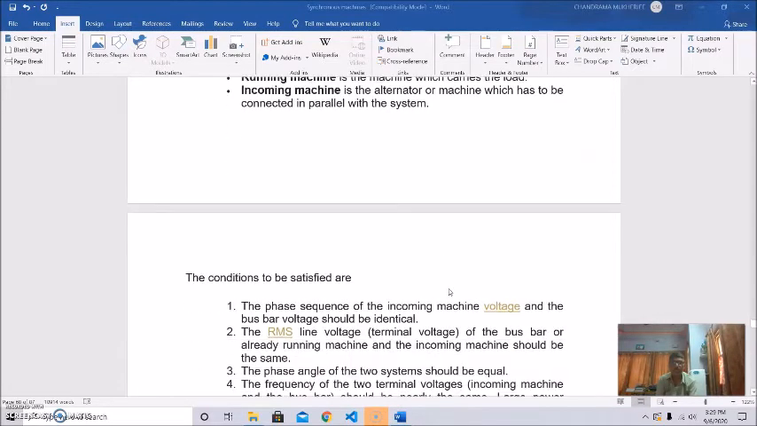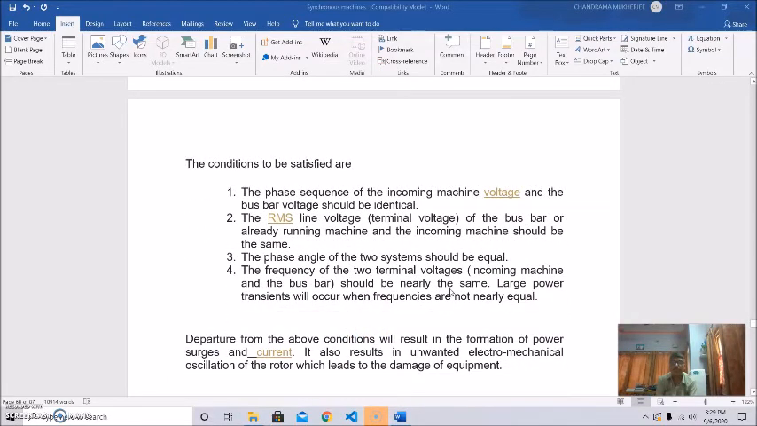The conditions to be satisfied are: the phase sequence of the incoming machine voltage and the busbar voltage should be identical. The RMS line voltage, that is the terminal voltage, of the busbar or running machine and the incoming machine should be the same. The phase angle of the two systems should be equal. And the frequency of the two terminal voltages, of the incoming machine and the busbar, should be nearly the same.